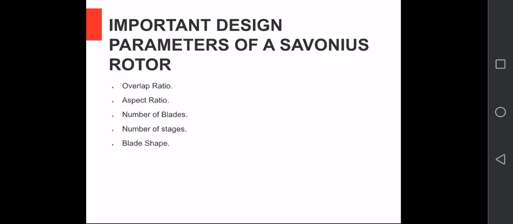What are the important design parameters that you need to consider while designing your Savonius rotor? Those important design parameters are overlap ratio, aspect ratio, number of blades, number of stages, and blade shape. We're going to discuss these in detail, but all of these have been briefly discussed in the references of these papers. If you want to look at each aspect ratio or overlap ratio in depth, you can definitely check those out.